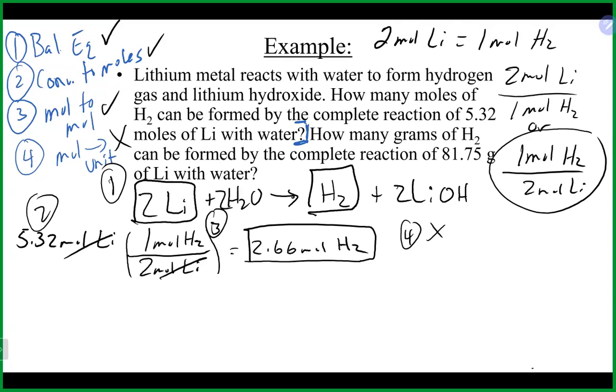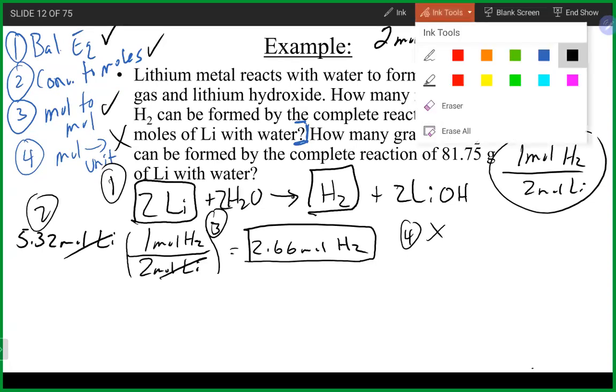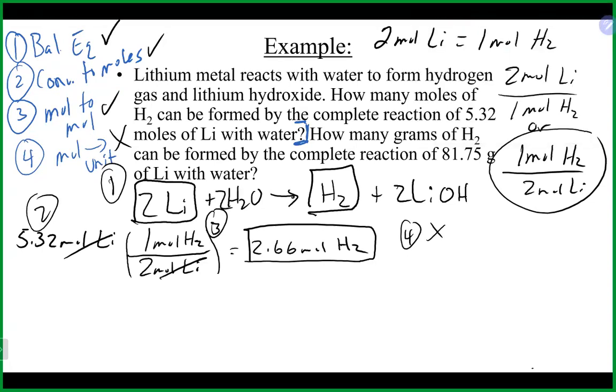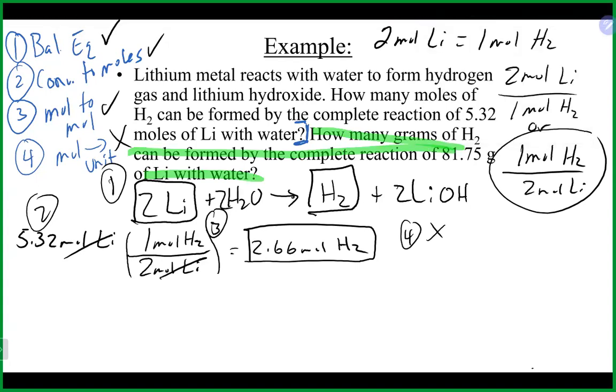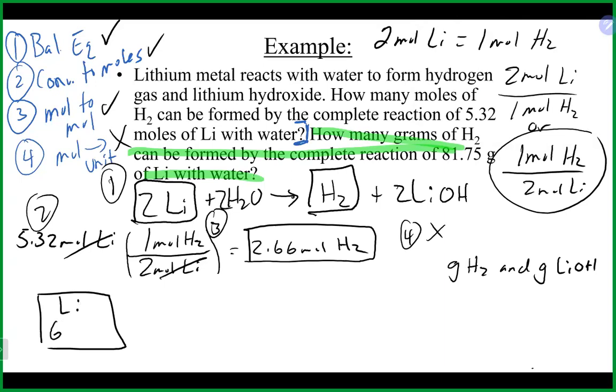All right, then why don't you try the next part of the question here. Using the same equation, we're looking for how many grams of H2? Let's do both, actually. Let's do grams of H2 and grams of lithium hydroxide in this case. Let me give you some information that might be helpful. Lithium is 6.941, hydrogen 1.008, and oxygen 16.